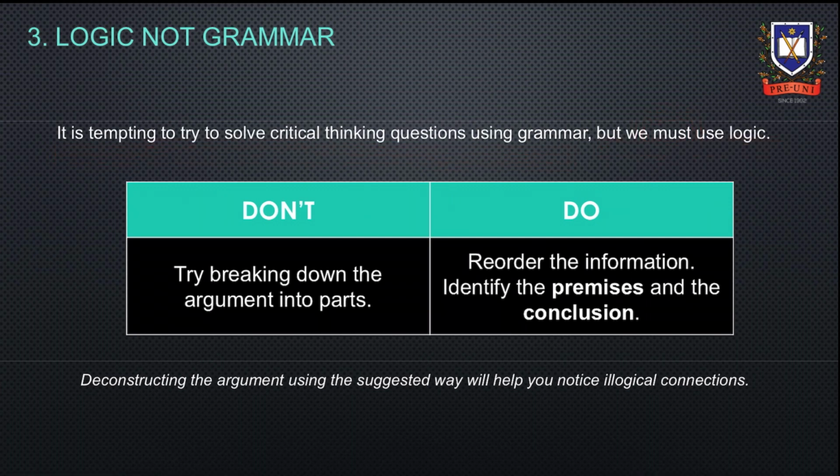Don't try to break down the argument into parts in a critical thinking question. Rather, reorder the information and identify the premises and conclusion. Deconstructing the argument using the suggested way will help you notice illogical connections.